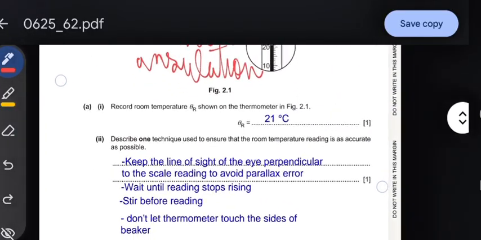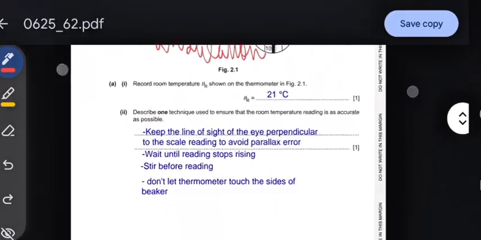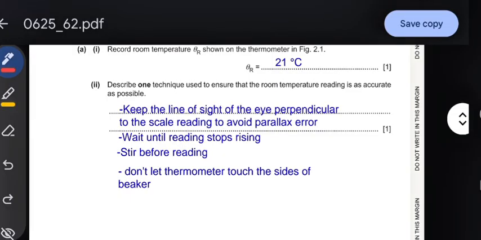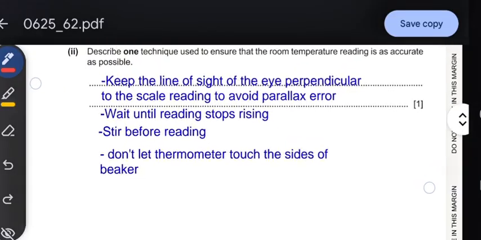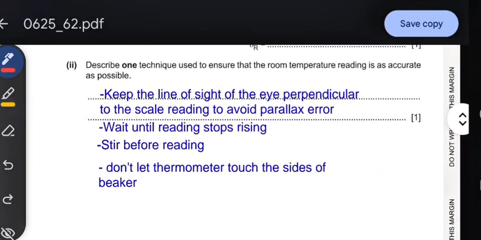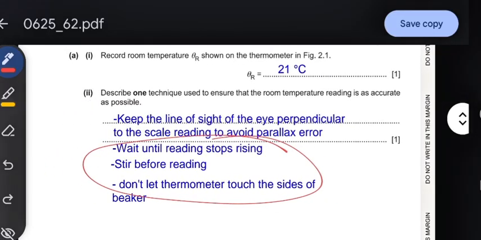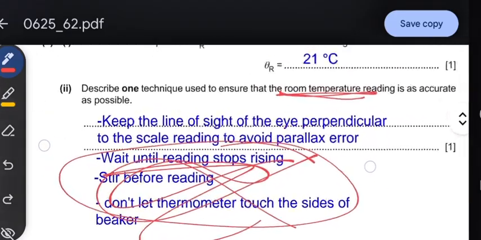Describe one technique used to ensure that the room temperature reading is as accurate as possible. This is a very common question. We already discussed this before in the ATP analysis. If you have not watched it, please do watch it, as it is a very helpful video discussing all the guidelines for physics paper 6. Those who have watched those videos must know. You should write here: keep the line of sight of the eye perpendicular to the scale reading to avoid parallax error. We can't write the other 3, because it is a room temperature reading, so don't include those. You can only write this.